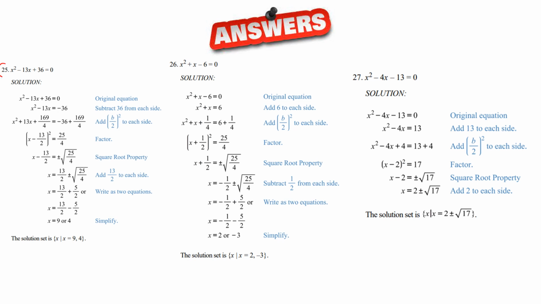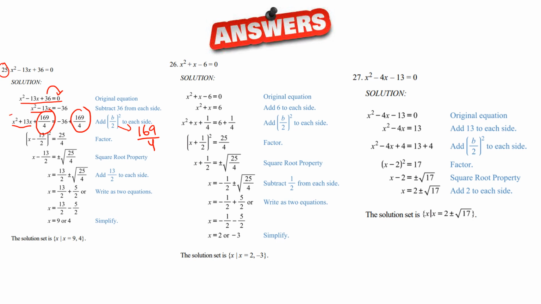Okay, so I'll explain question 25 and then 26, 27 you can do similarly. So the first question is this one. We move 36 to the other side because we want to just look at this expression and take the square of b by 2. So the square of b by 2 comes out to be 169 by 4. So I'm adding it on both sides. I hope you can see.